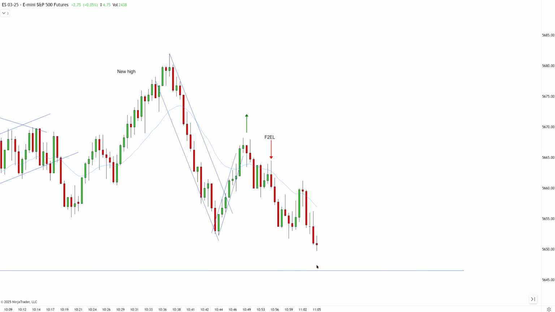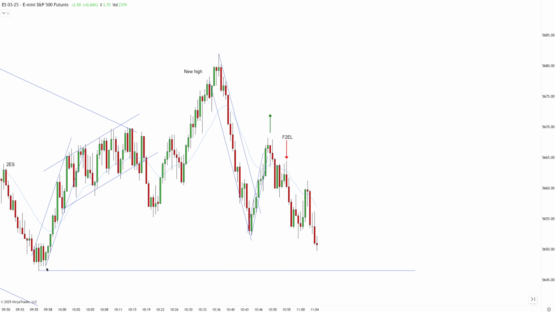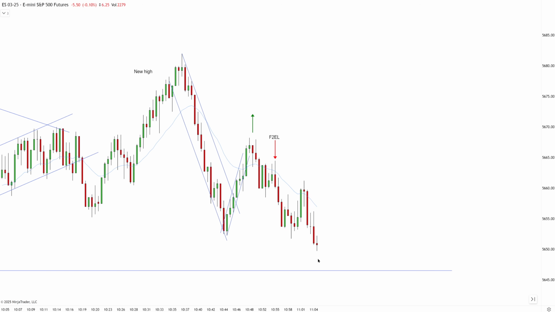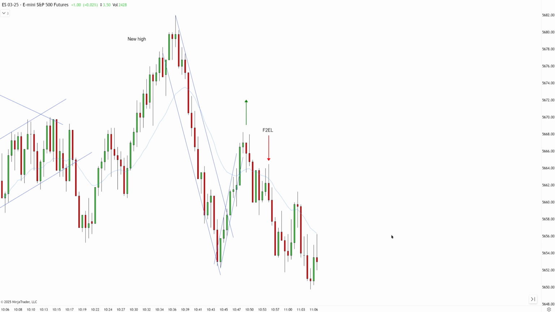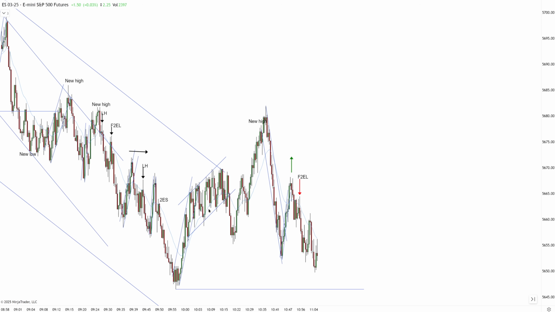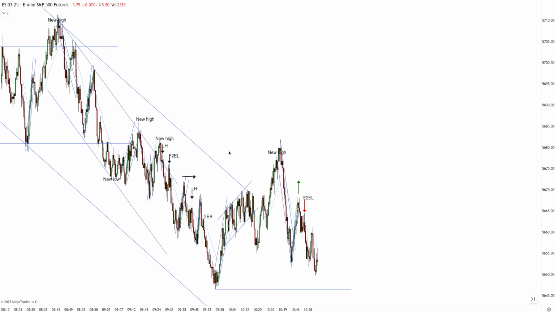As long as this line has not been touched, which is, you can see the low inside the channel, I'm looking for short opportunities. I want to see a second entry short at the EMA because the trend is down, and using the price action rules, we can predict what's going to happen. So I'm still thinking about selling. By the way, you can see how predictable it is. This is not rocket science.